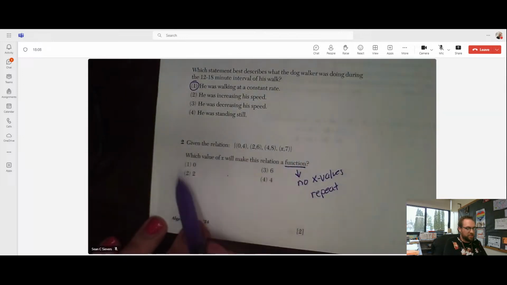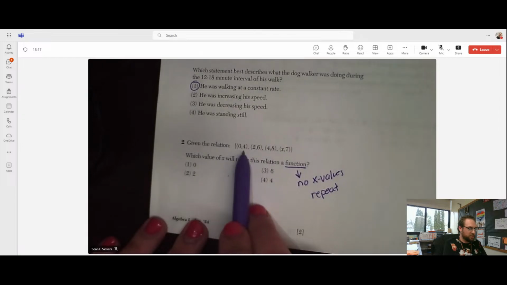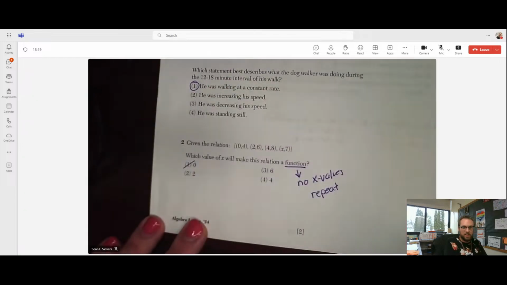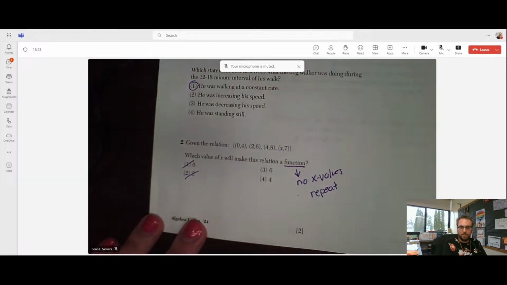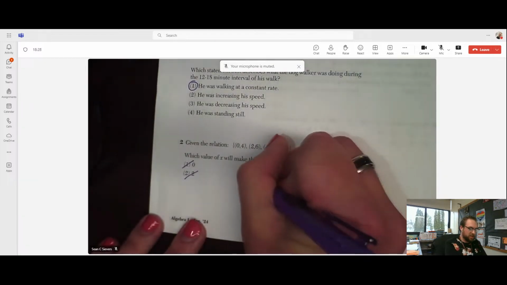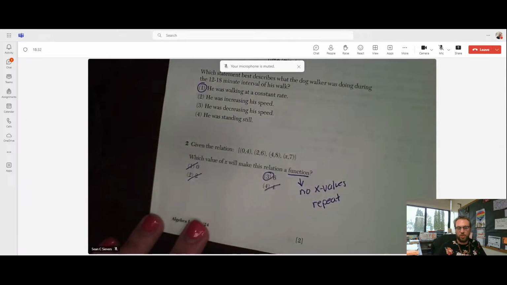So I'm going to go through my answer choices here, and I'm just going to cross off all the x values that are already used in our set of points. So this first point, 0, 4, we cross off 0 because 0 has been used. 2, 6, we cross off 2 because 2 has been used. And then we have 4, 8. So I'm going to cross off number 4, which leaves us with answer choice number 3.